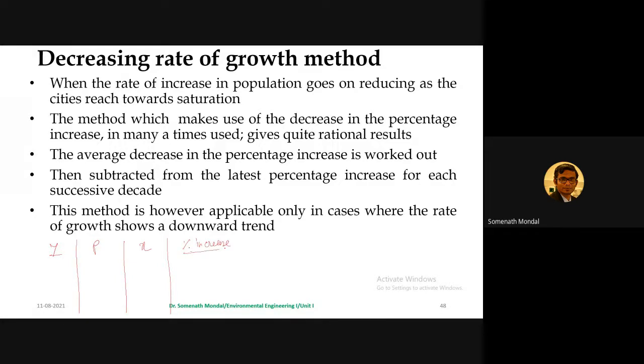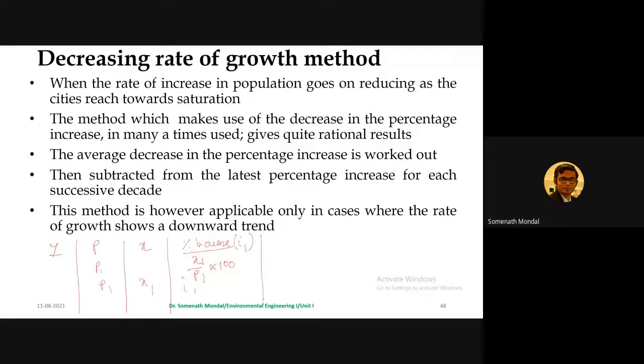So percentage increase is nothing but x1 by P1 into 100. So that is the percentage which we are going to obtain. If we take this as I1, then for each x1 we'll get one I1. So for P1 and P2 we'll get x1 and we'll get I1.